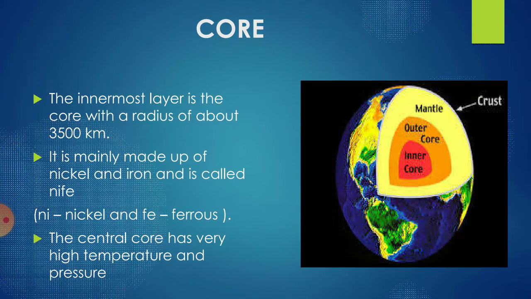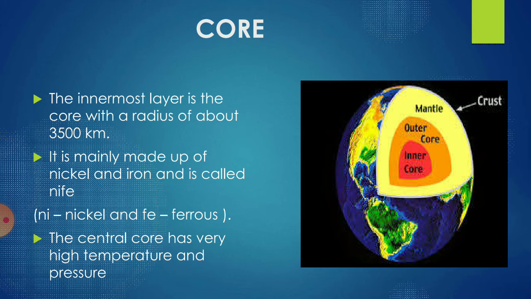And the third layer is the core, which is the innermost layer. The innermost layer is the core with the radius of about 3500 km. Now the core is also divided as the outer core and the inner core. It is mainly made of nickel and iron, and it is also called NiFe: Ni for nickel and Fe for iron.